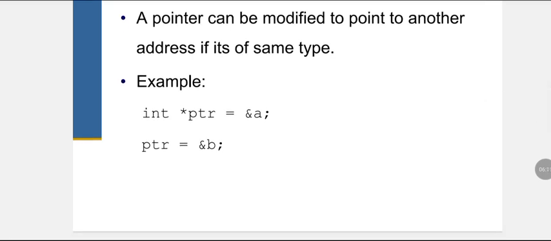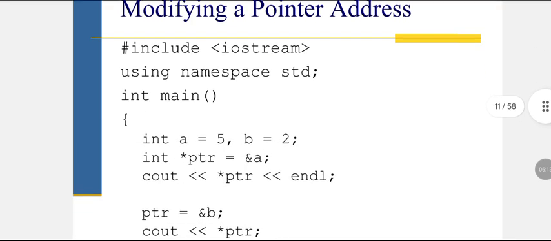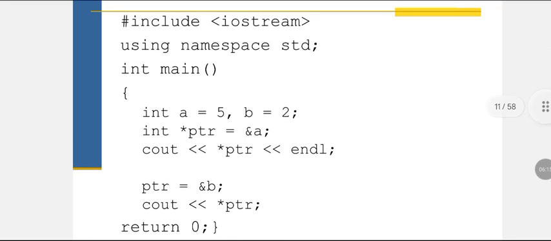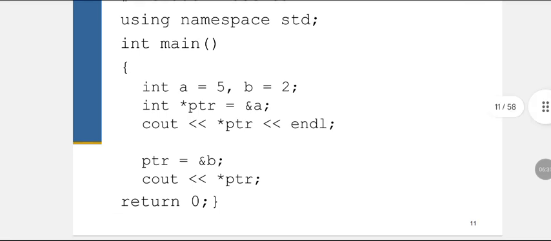Now we move on to another example of modifying a pointer address. You can see our usual code: the hashtag include, then iostream. Second line, using namespace std. Then we have int main as our function. In our function we have our data type int, and our value a equals 5. Then our value b equals 2.